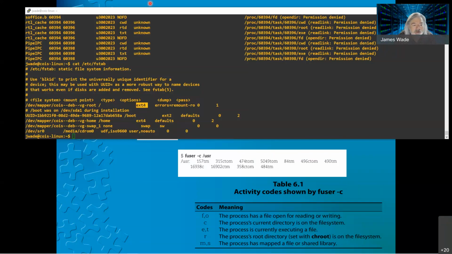Okay, so let me ask you this. How many file system types do you think there are, folks? How many file system types do you think there are? 20, 30, what? Or tons? Yeah, tons. Tons. So in order for that operating system to be able to talk to the disk drive, it has to have a file system that it understands.